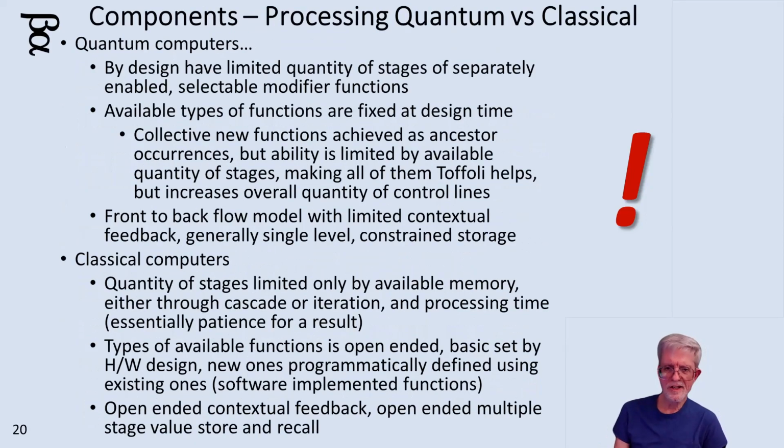So, the processing section of a quantum computer versus the classical computer. A quantum computer will have a limited quantity of stages that it can enable and select what operator it runs. The functions are defined at quantum computer design time. So if, let's say, we have AND, OR, NOT, and maybe XOR and a bunch of other things, then whenever I design that computer, those are the functions available to me. And if I wanted to add a new one, I'd have to go back to the design of my quantum computer to add on a new kind of operator.